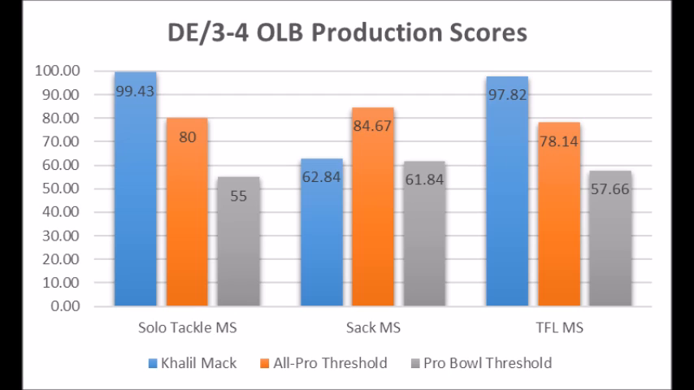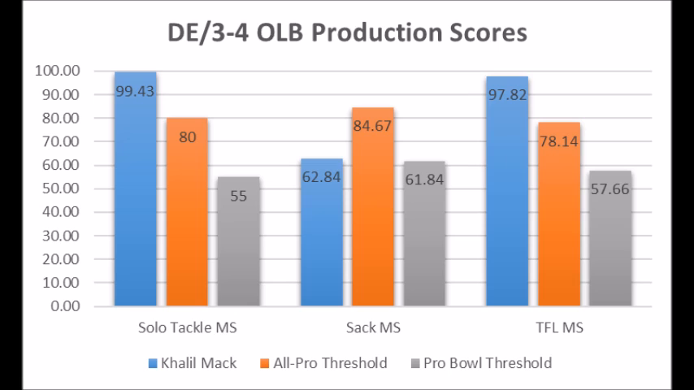Again, the All-Pro level threshold is 84.67 out of 100. And again, this is for guys who make the All-Pro team 4 times in a row, 5 times in a row. 4 times in a row or more is essentially what the All-Pro threshold is. We're talking about guys like Demarcus Ware, guys like Jared Allen, Von Miller, people like that.